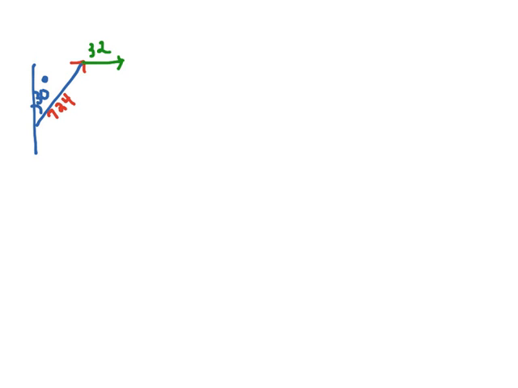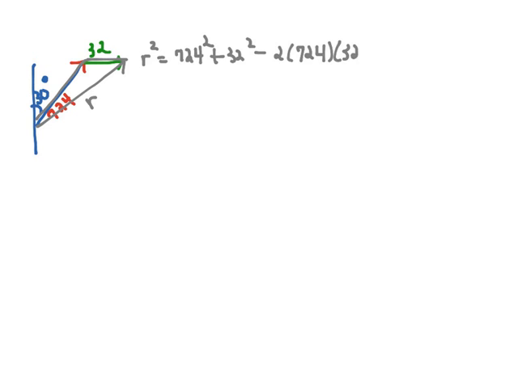So we want to find this resultant. Again, we have a side that is 724. We have the side of our triangle, which is 32, and we want to find the resultant. So using law of cosines, r squared would equal 724 squared plus 32 squared minus 2 times 724 times 32 times the cosine of the angle between those two sides, which would be this angle.